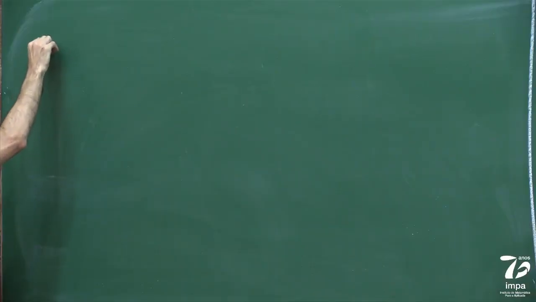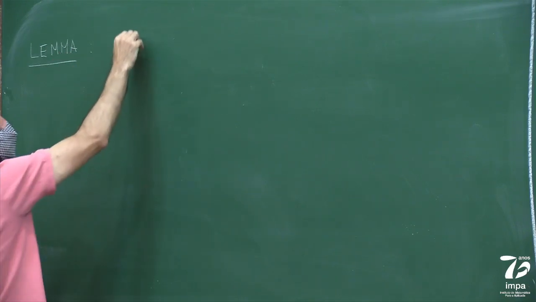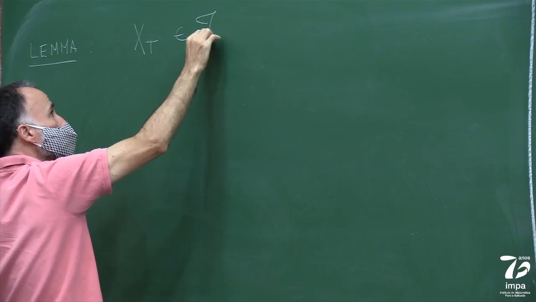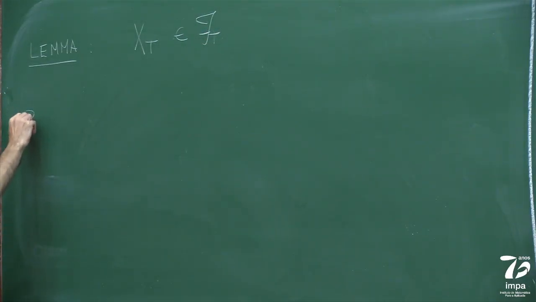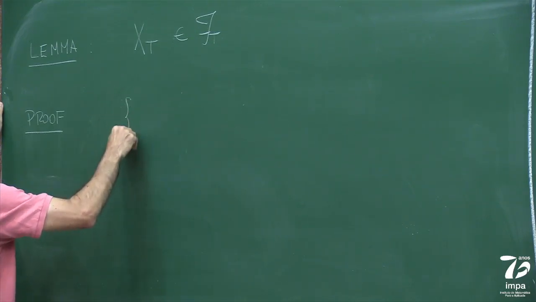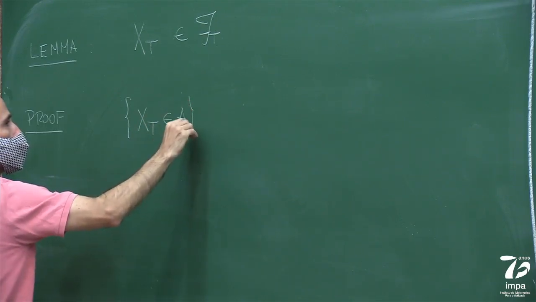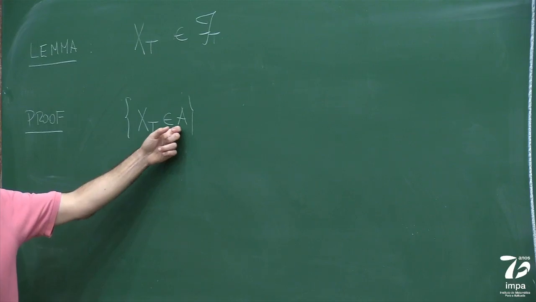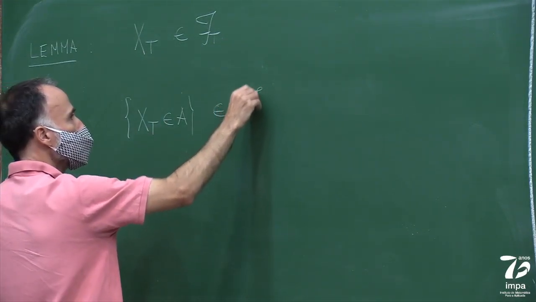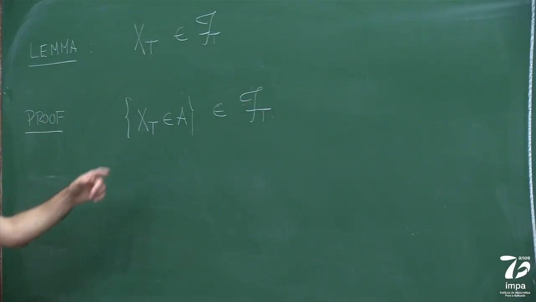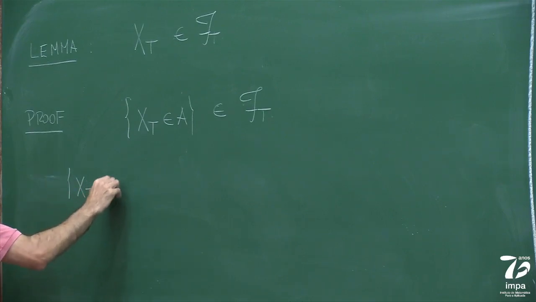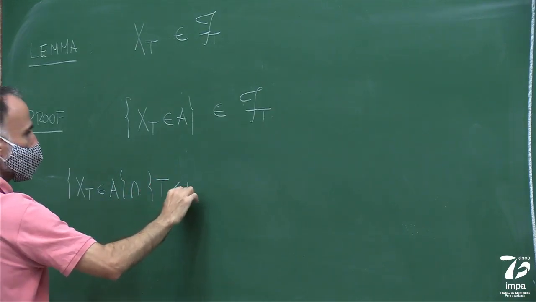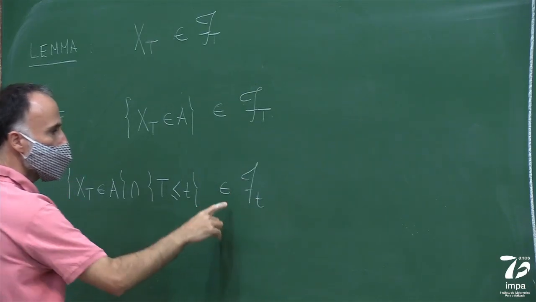Let's say a lemma: X_T is F_T measurable. So proof. To show that this random variable is F_T measurable, I have to take the inverse image of any set, but here we are in a discrete finite set, so we have to show that for any subset A of E, {X_T in A} is in F_T. And to show that this set belongs to F_T, we have to prove that {X_T in A} ∩ {T ≤ t} belongs to Ft. So this is what we need to prove.